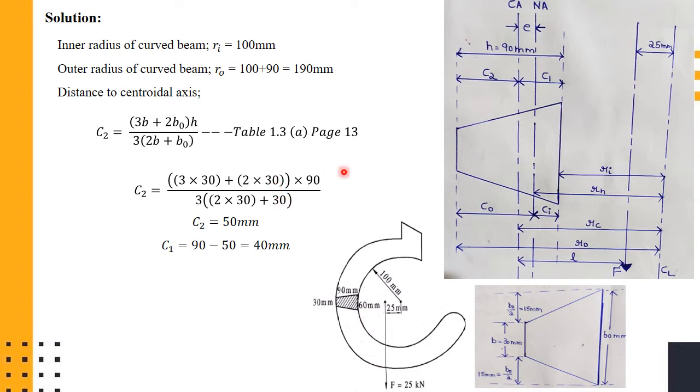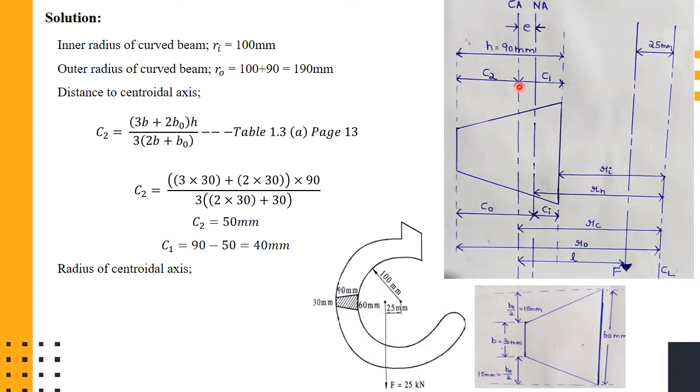Once you calculate C2, then calculating C1 is easy. C1 is nothing but the entire distance h minus C2. C1 is nothing but h minus C2, which will give you 40 mm. So the distance to the centroidal axis is done.